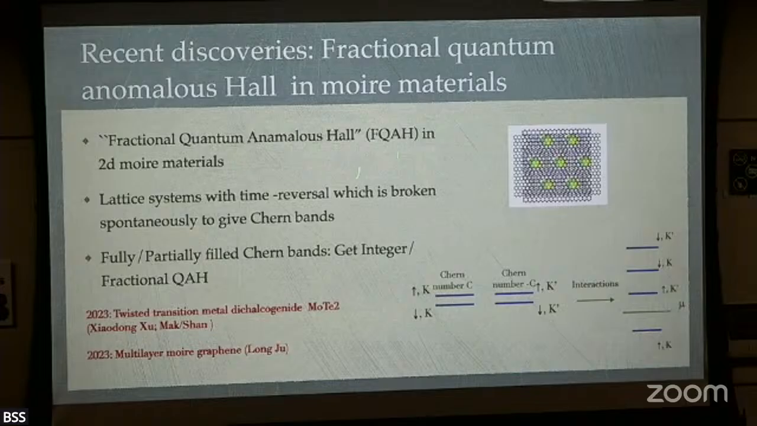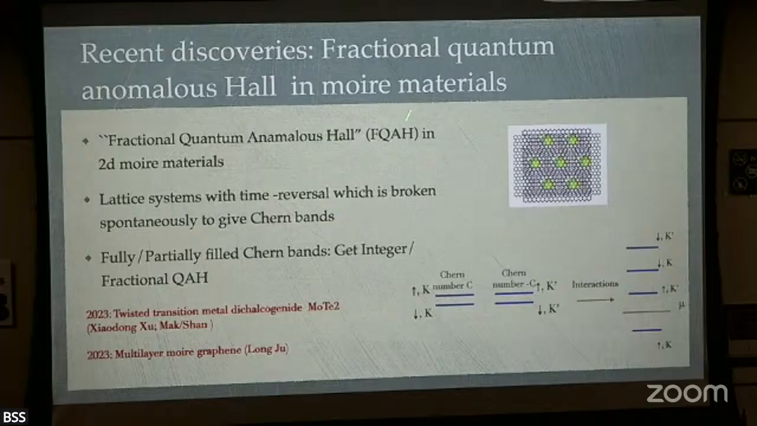So this "anomalous" here refers to a situation where time reversal is present microscopically, but it's broken spontaneously to give you a Hall effect. That's a classic anomalous Hall effect. The quantum anomalous Hall effect is when this spontaneously broken time reversal enables the system to have a Hall effect that's quantized, right? And it's fractional because the Hall conductivity is fractional.